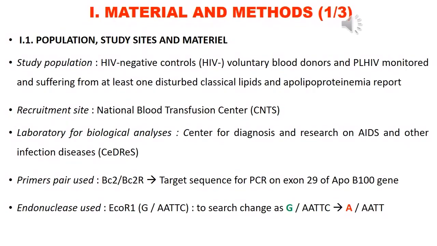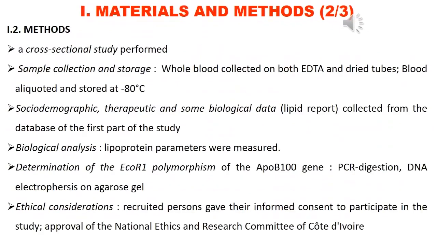The laboratory for the biological analysis was the Cedres Laboratory. The primer pair used was named BC2 and BC2R with sequence of interest on exon 29 of the ApoB100 gene. For the digestion step, we used the restriction enzyme endonuclease EcoR1. We performed a cross-sectional study.